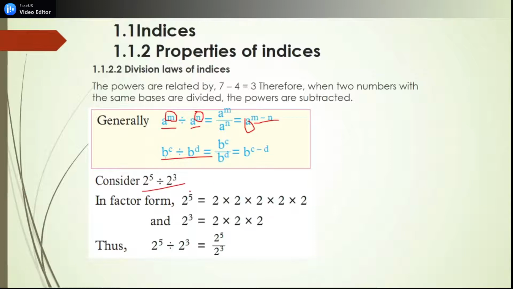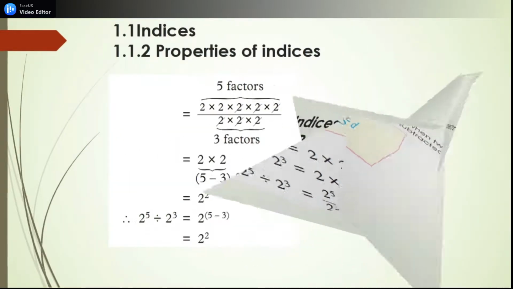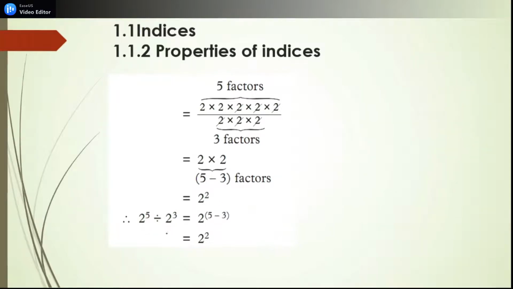The example is this one. It is like writing 2 power 5 minus 3, which is equal to 2 power 2 as a result. It is 2 power 2 as you see there.